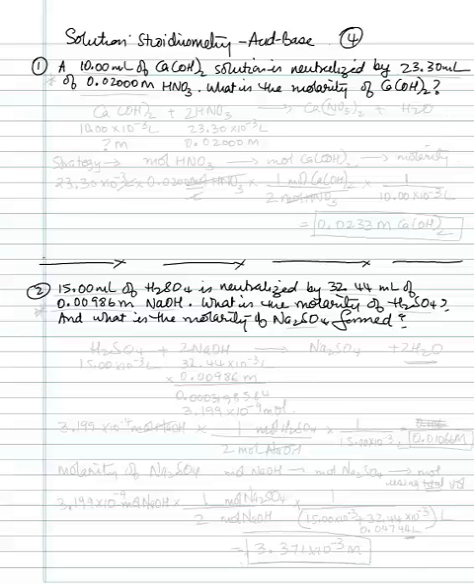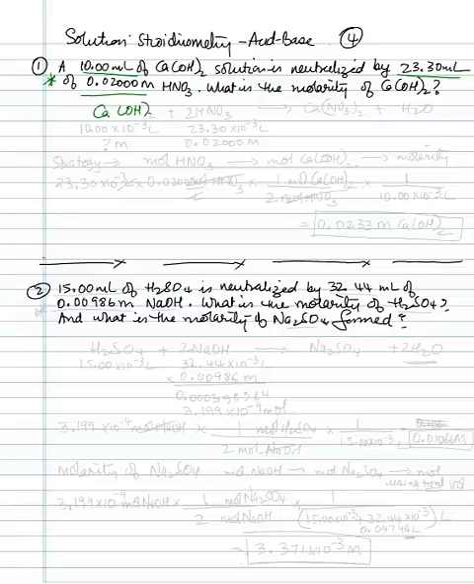So acid-base titration, this is a little bit different than what we did before. A 10 milliliter solution of calcium hydroxide is neutralized by 23.30 milliliters of 0.02000 molar nitric acid. What is the molarity of calcium hydroxide? Okay, so now we're calculating molarity over here. Again, as usual, we'll go ahead and write our equation.